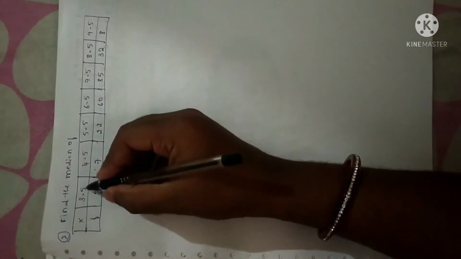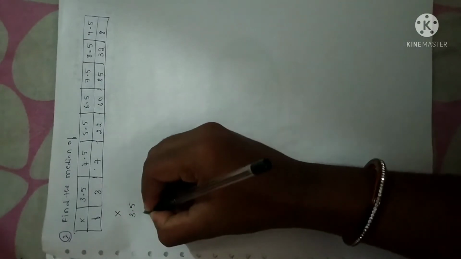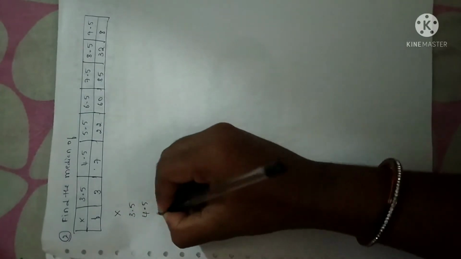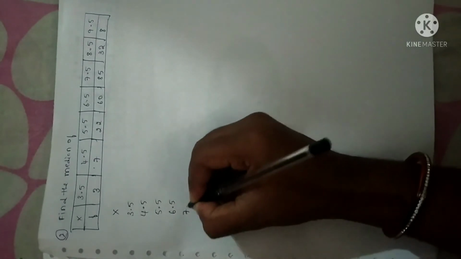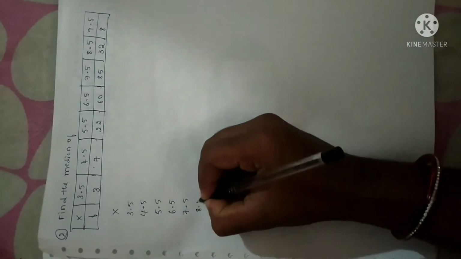Let me solve one more problem. So here is the problem. We have to find the median of this data where x and f values are given. Moreover, it is grouped data, a discrete series where x values are given directly. First let me write the x values: 3.5, 4.5, 5.5, 6.5, 7.5, 8.5, 9.5.